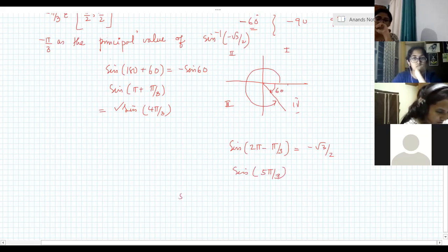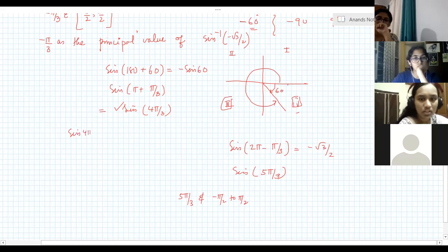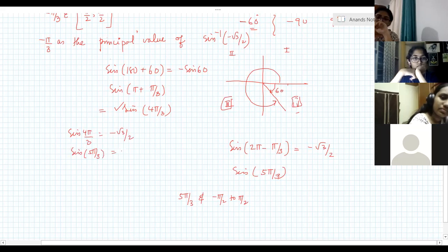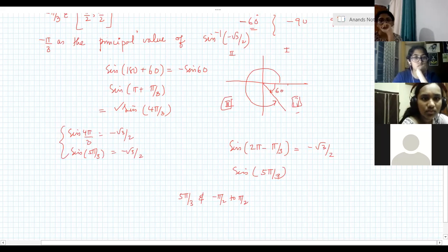Okay, but again 5 pi by 3 does not belong to this interval minus pi by 2 to pi by 2. I'm just telling you, from basic trigonometry, a negative value means it is coming in the third or fourth quadrant. Sine 4 pi by 3 indeed is minus root 3 by 2. Sine 5 pi by 3 indeed is also going to give the value minus root 3 by 2. But both of them cannot be the answer to the numerical because they are not falling in the domain of minus pi by 2 to pi by 2.